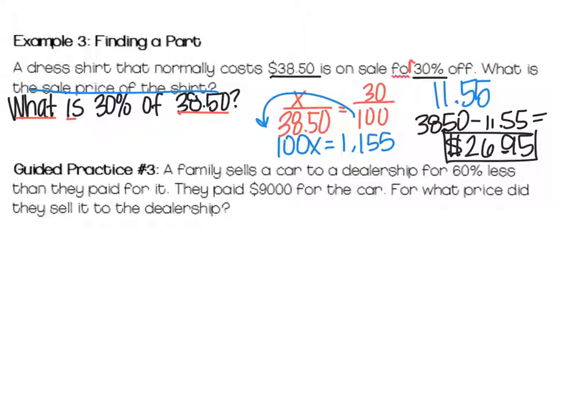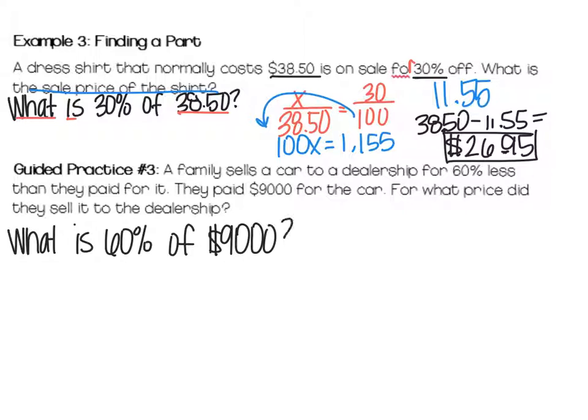Guided practice number 3. A family sells a car to a dealership for 60% less than they paid for it. They paid $9,000. What price did they sell it to the dealership for? So we want to know what is 60% of 9,000. Do that problem first. Pause the video, do that problem yourself first, and then I'll help you with the rest of it.